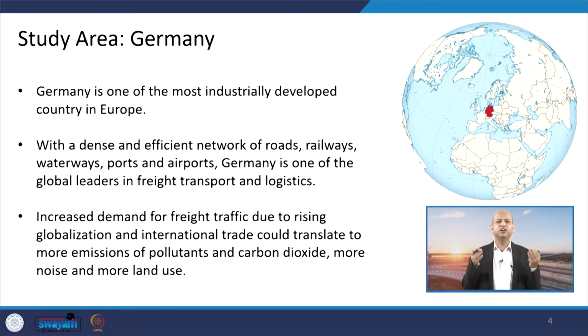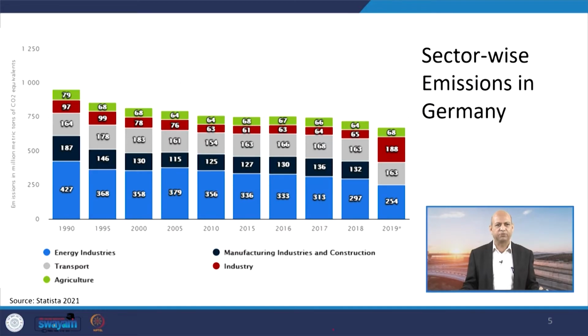The increased demand for freight traffic due to rising globalization and international trade could translate to more emissions of pollutants and greenhouse gases, including carbon dioxide, and also more noise and more land use. So, this is the basic background.